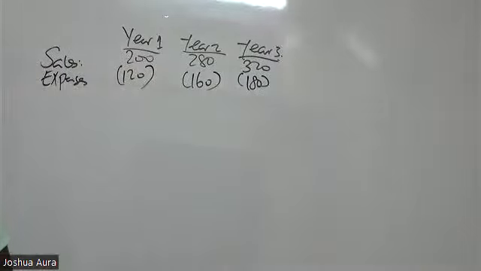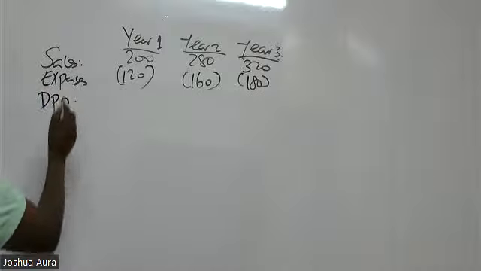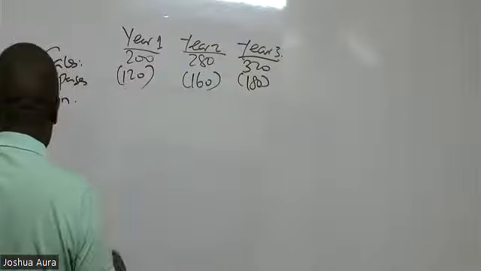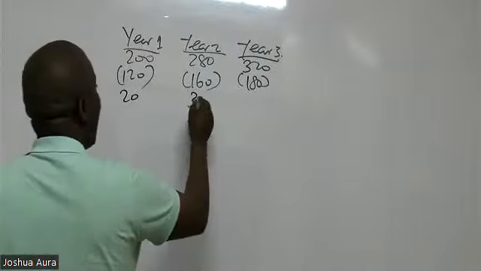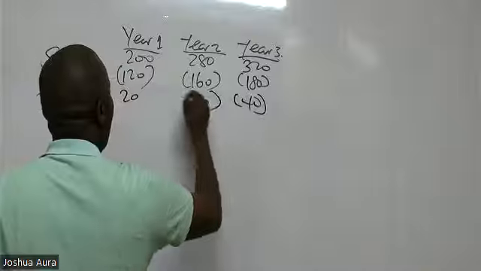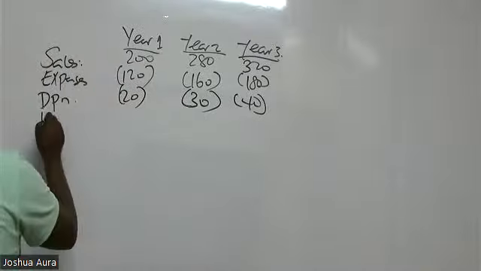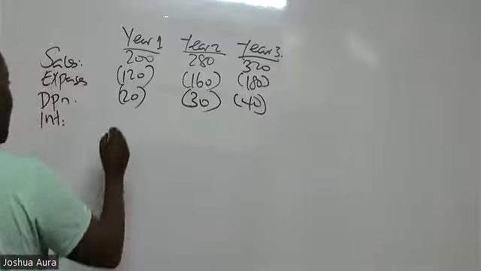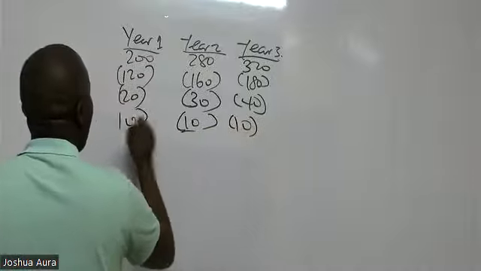And then I can see my capital allowance C, that is depreciation. Depreciation, ladies and gentlemen, is my capital allowance. I don't like using the word capital allowance. So depreciation, I can see 20, 30, 40. It's a deductible item. I deduct like that. And then I can see interest charge. I can see 10, like that. And that is it.